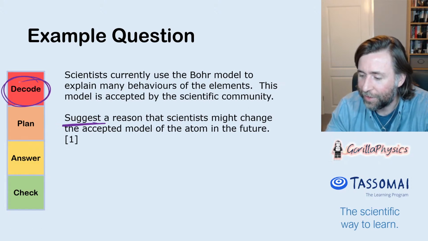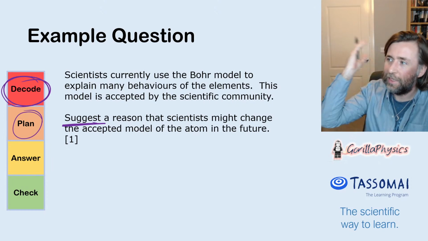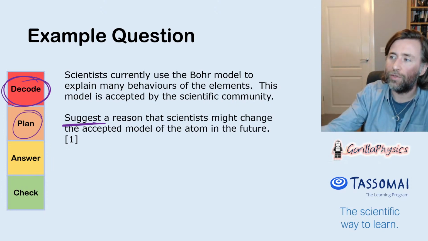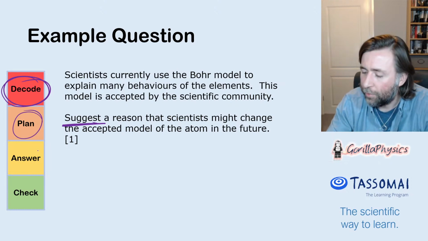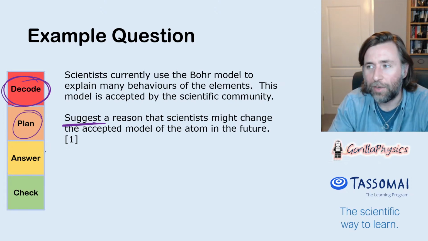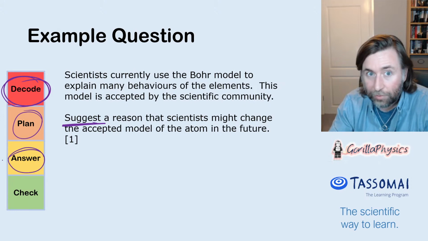This is our decode step. Suggest. Then plan, recall that to mind. What was that whole topic about? Right, hang on a minute, let me think. It's about models, it's about the Bohr model, why it's accepted, why we might have to change a model. All right, okay, I remember this. This is about evidence changes models. So why might they actually get rid of an old model?